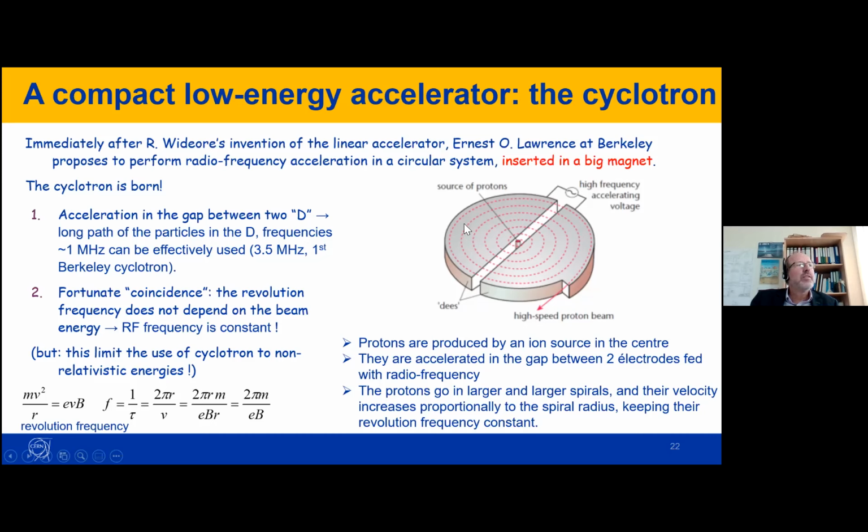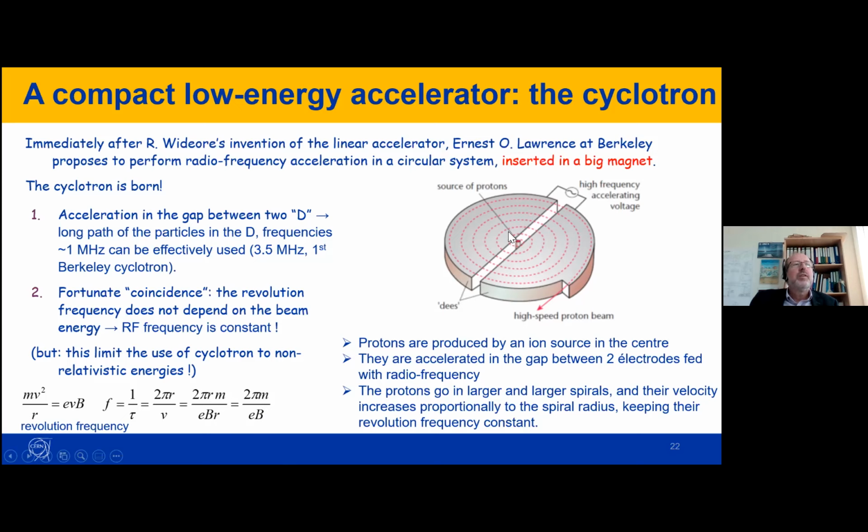They go into larger circles because of the magnetic field, given by the Lorentz force that we have seen before. And cyclotrons work thanks, let's say, to a fortunate coincidence, something that really works very well. If you calculate the frequency of revolution to go one turn, you see that it depends only on the mass of the particle, the charge of the particle, and the magnetic field, which is fixed.